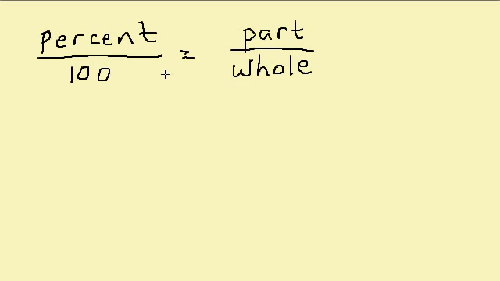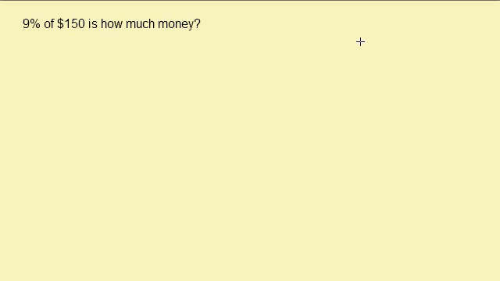So let's look at some problems, and let's use this percent proportion. Percent over 100 equals part over whole. So let's look at this first problem. We have 9% of $150 is how much money? Okay, so our variable x is going to represent how much money.